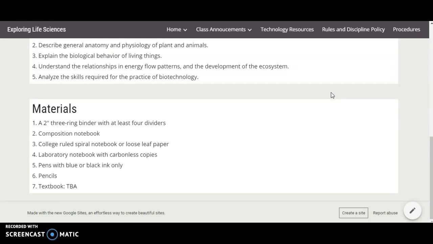Materials for our course will include a 2-inch 3-ring binder with at least 4 dividers, a composition notebook, college-ruled spiral notebook or loose leaf paper, laboratory notebook with carbonless copies, pens with blue or black ink only, pencils, and a textbook to be announced.